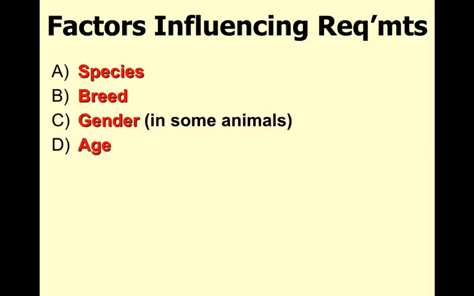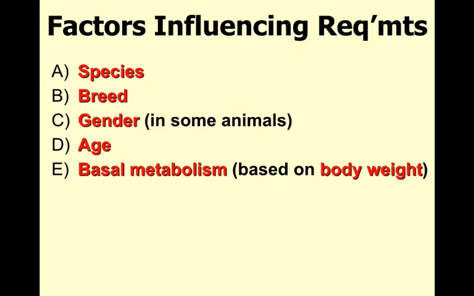Gender in some animals, male versus female. In growing pigs, gilts are actually leaner and more muscular, and they have higher protein and energy requirements than their castrated male counterparts of the same age. So gender can play a role in some species. Age, their basal metabolic rate, and that's based upon body weight, and so there's a relationship there that we'll talk about.